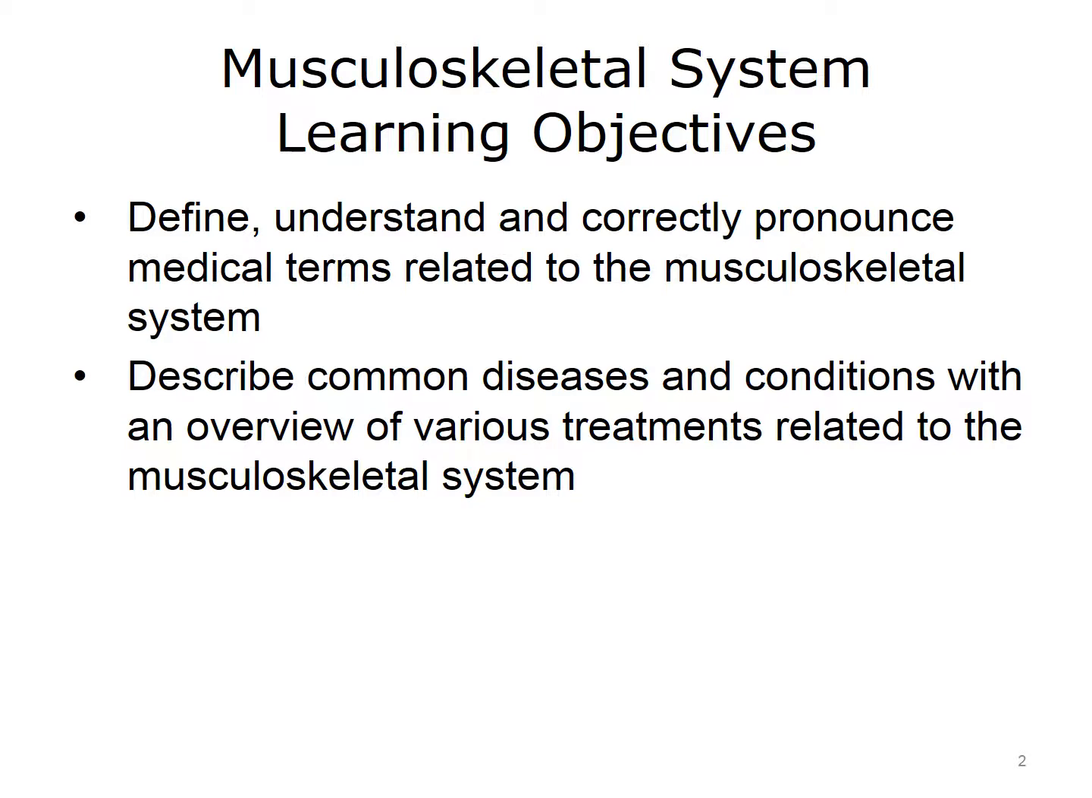The objectives for this unit, Musculoskeletal System, are to define, understand, and correctly pronounce various medical terms related to the musculoskeletal system, and describe common diseases and conditions with an overview of various treatments related to the musculoskeletal system.